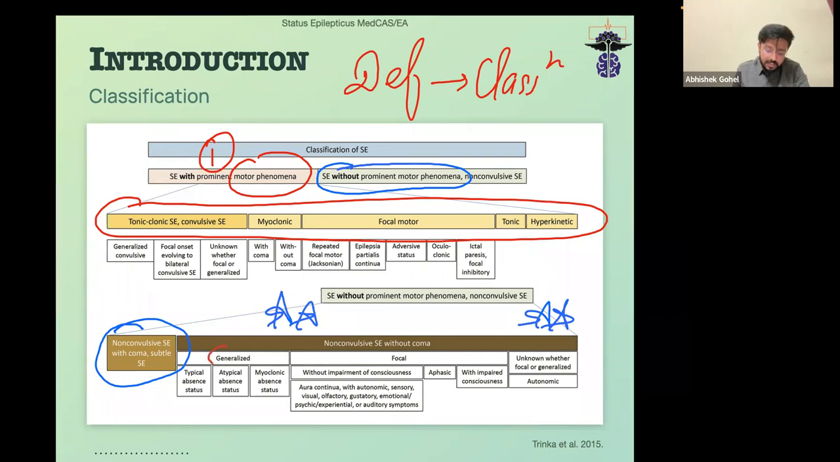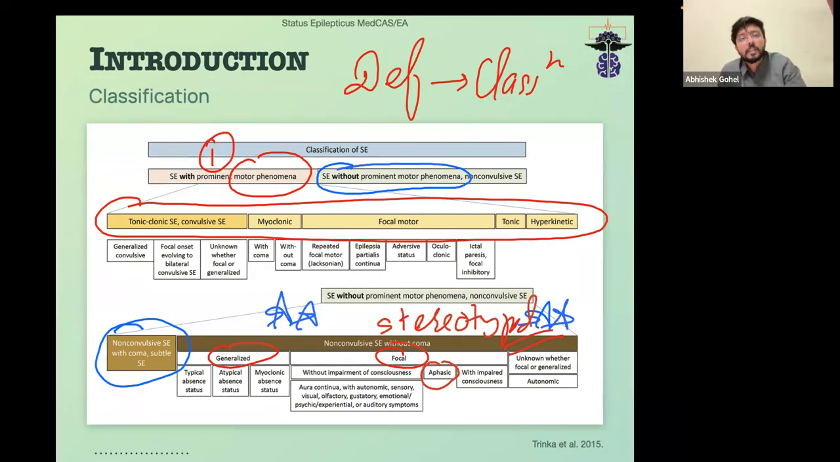It can also be generalized. It can be focal. It can be just an aphasic seizure. It can also be just a visual hallucinatory seizure. It can be a gustatory seizure. It can be an olfactory seizure. But what will distinguish this subgroup is that all will be stereotyped.